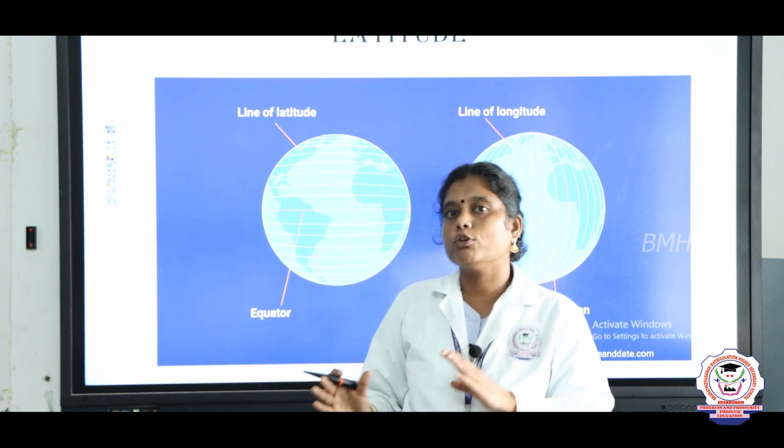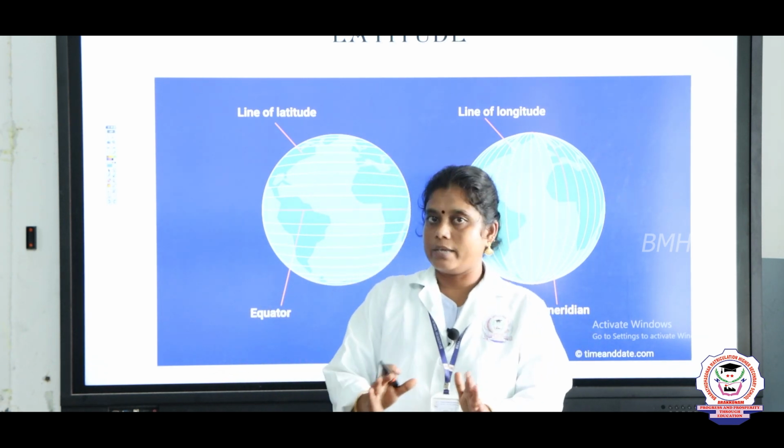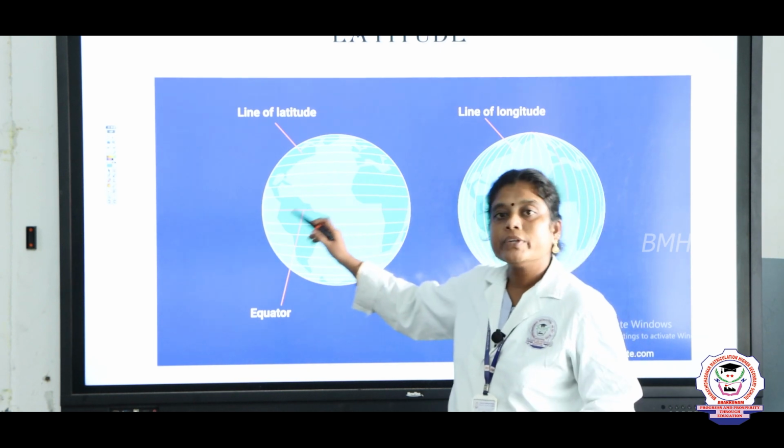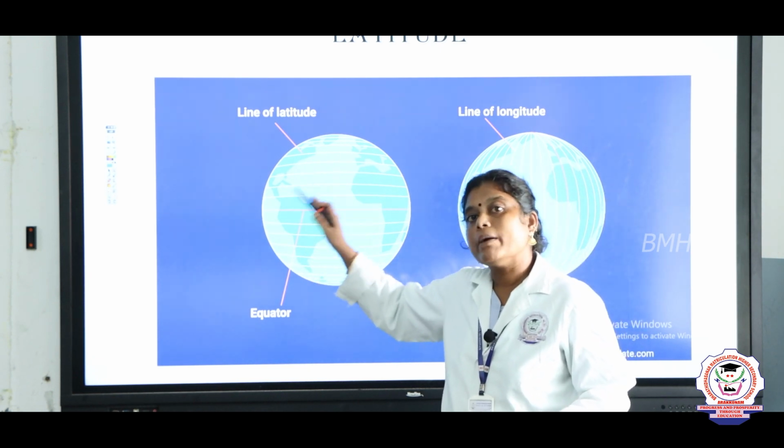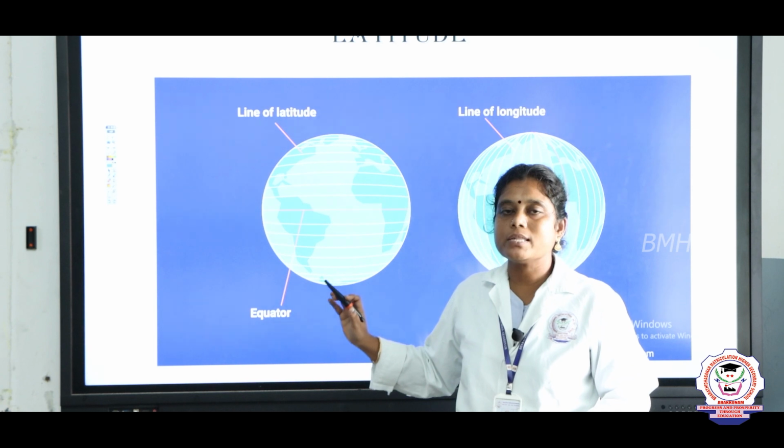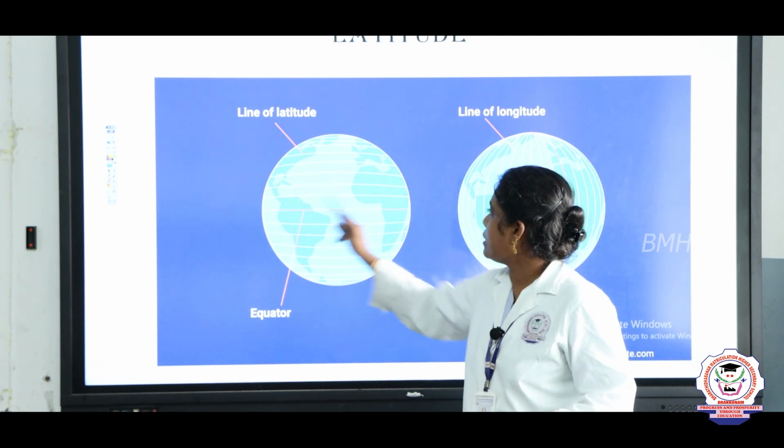So these both are imaginary lines, and latitude lines are the lines which pass from west to east. So look at here, children.